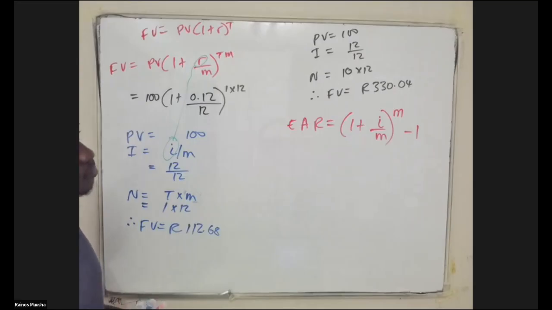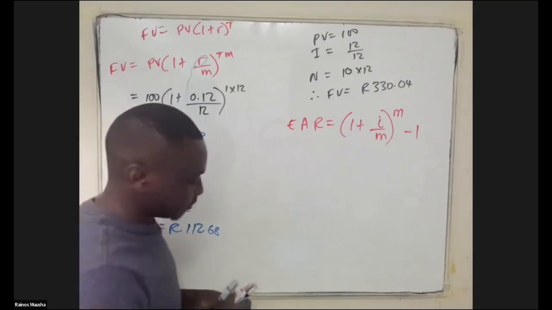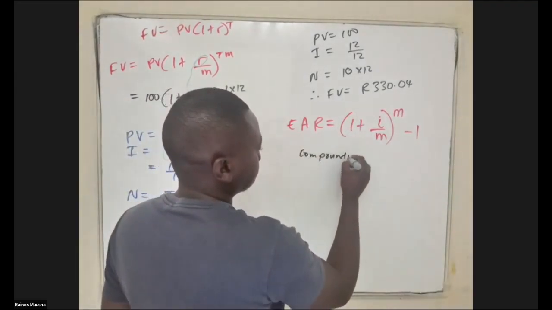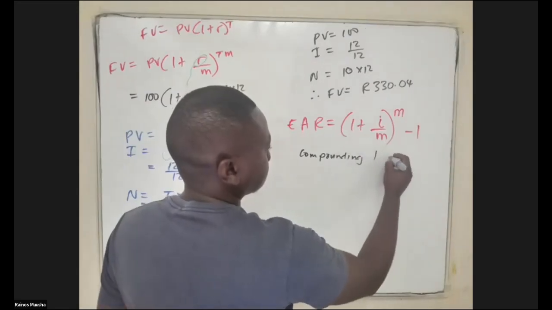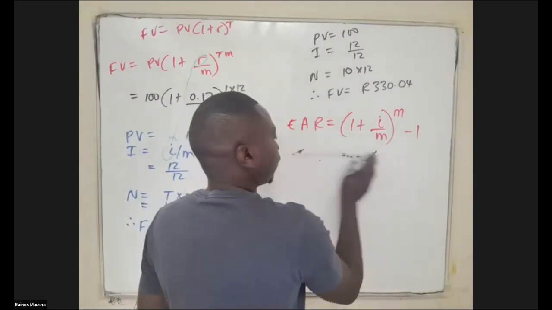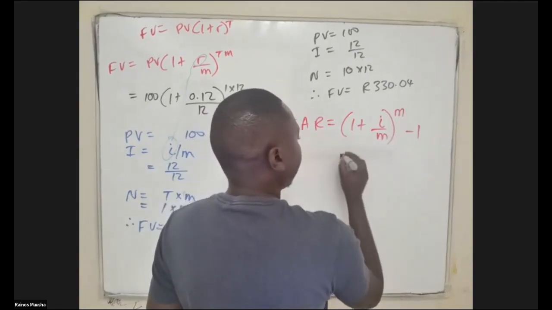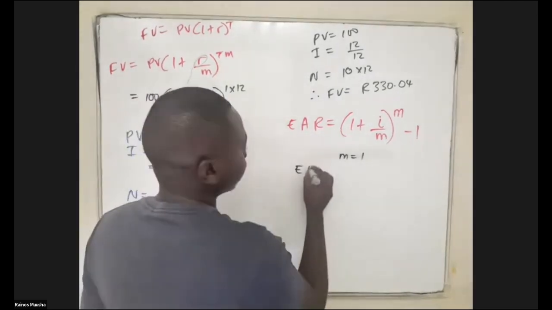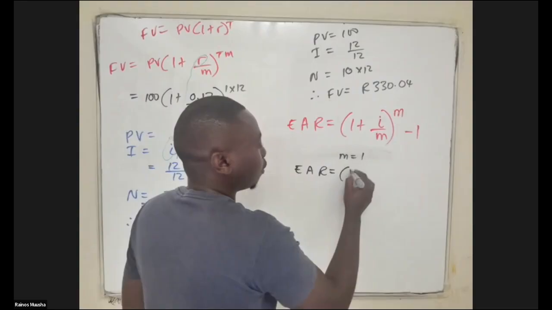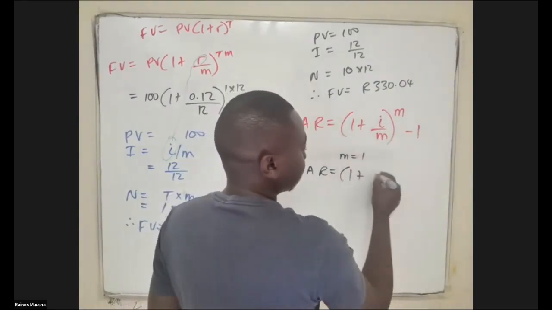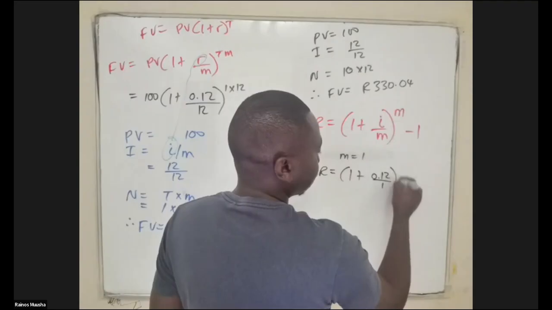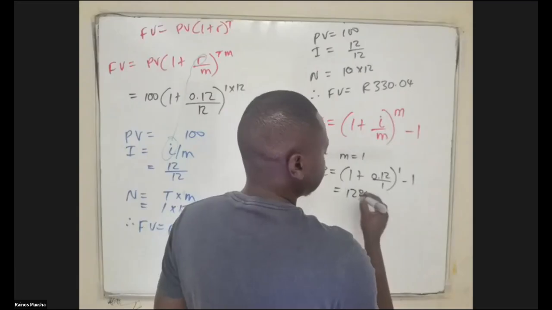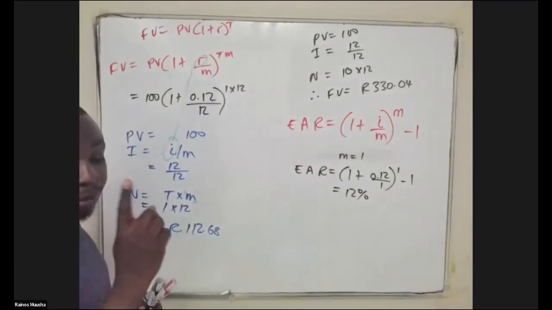Which means if you're compounding once a year, your M is equal to 1. In this case, your effective annual rate of interest would be equal to 1 plus, remember in all these cases your interest rate is 12%, so 0.12 divided by 1, to the power of 1, minus 1. So you see that your effective annual rate of interest remains at 12% if you're compounding once a year.